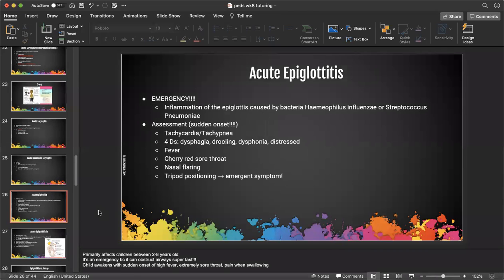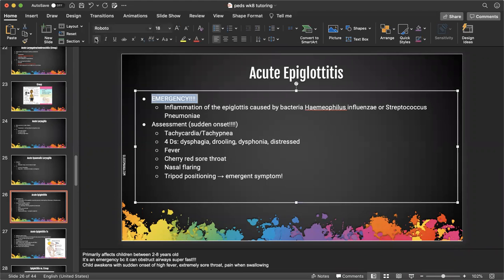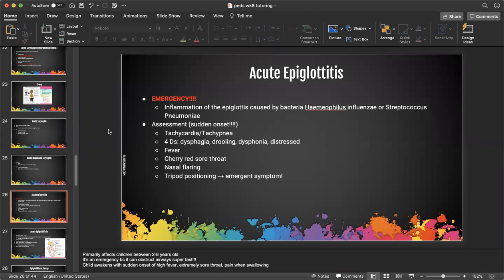So acute epiglottitis is an emergency. So make sure you know, this one is very severe. And I'm going to go ahead and bold this for you guys. It's inflammation of the epiglottis, which is caused by bacteria. It would be caused by Haemophilus influenzae or Streptococcus pneumoniae.